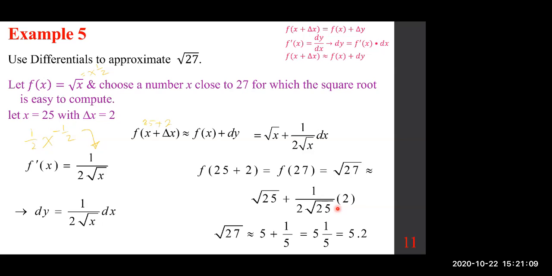Again, for the sake of argument, if you were to find, let's say, square root of 24, then delta x or dx is -1, just as an example. So you want to pay attention to the function that you need and the value of delta x, whether you have a delta x which is positive or negative, okay? So you want to pay attention to that, okay, everyone?